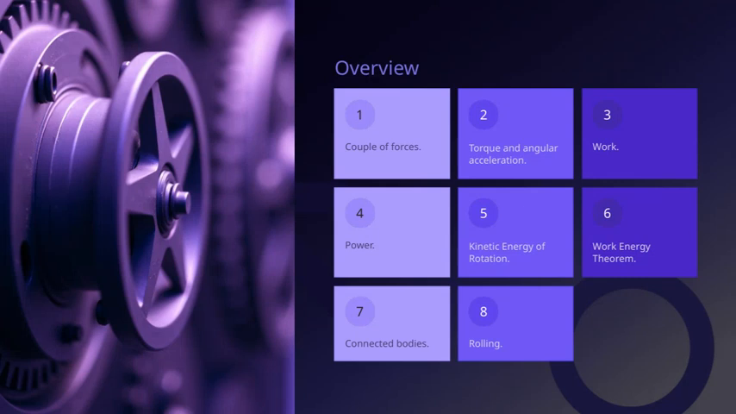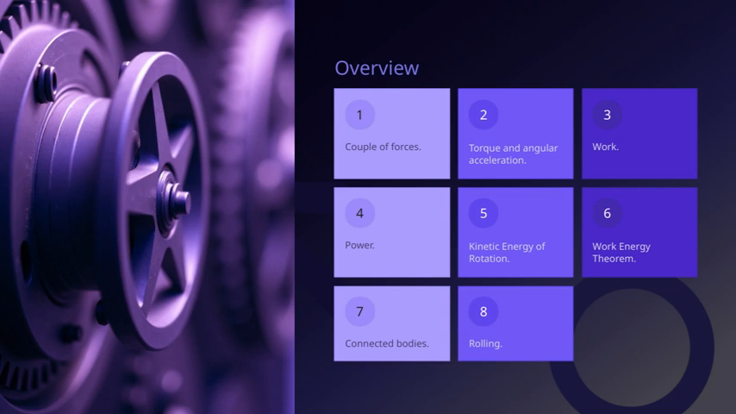Let's take a closer look at the work-energy theorem. This is a fundamental concept that links the work done on an object to its change in energy. It's key to understanding how energy is transferred and transformed in mechanical systems. Starting with work, which is essentially the force applied over a distance, we see how it plays a role in various types of motion, including rolling motion.